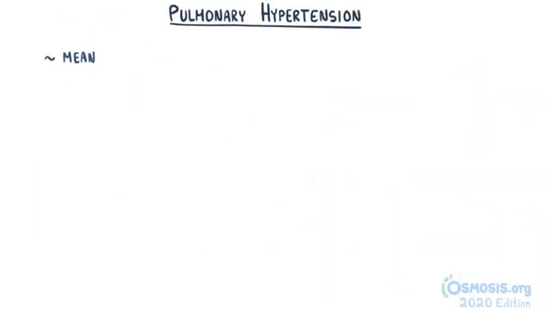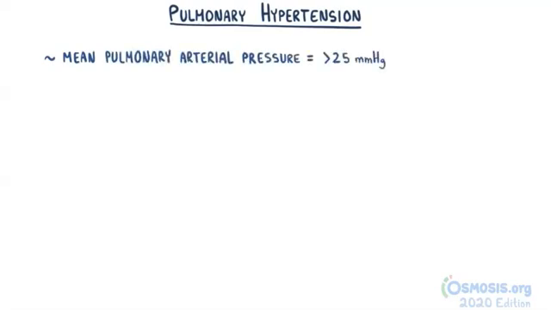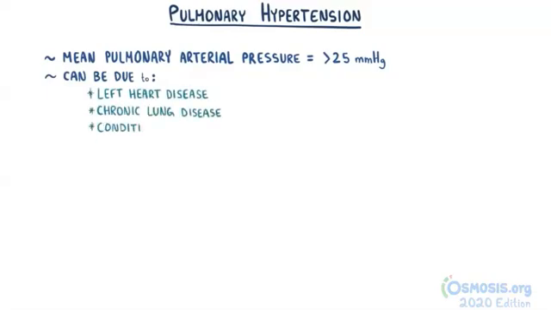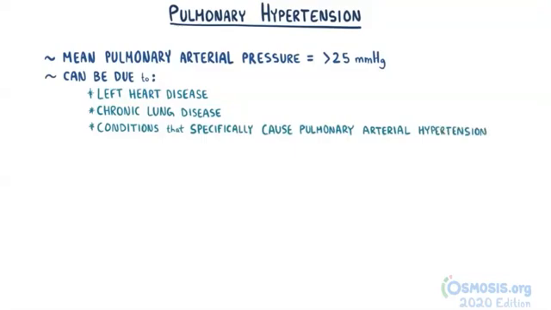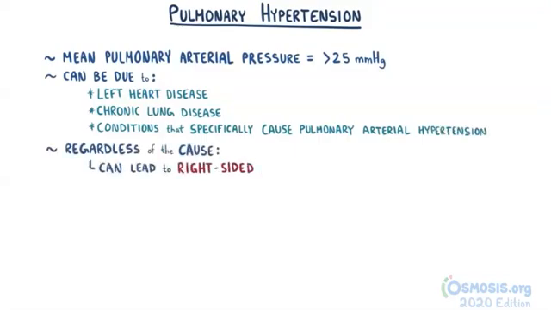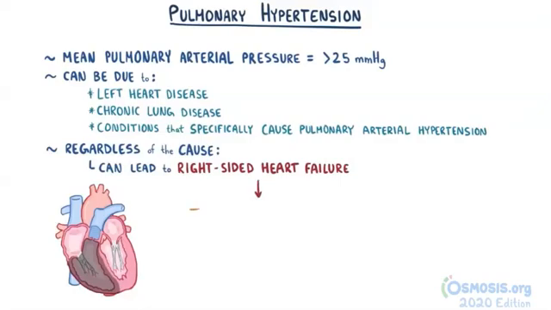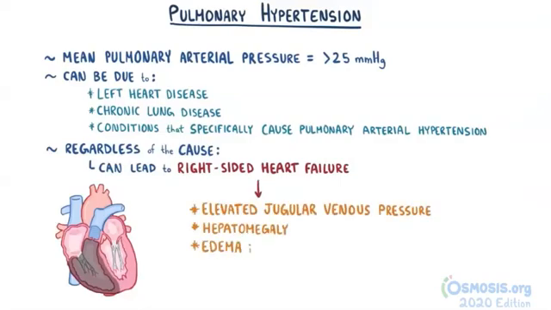Alright, as a quick recap. In pulmonary hypertension, the mean pulmonary arterial pressure is greater than 25 millimeters of mercury. This can be due to left heart disease, chronic lung disease, or conditions that specifically cause pulmonary arterial hypertension. Regardless of the cause, it can lead to right-sided heart failure, which causes physical findings like elevated jugular venous pressure, hepatomegaly, and edema in the legs.